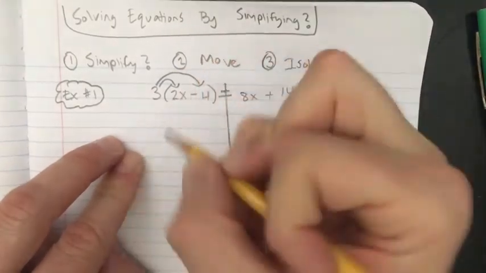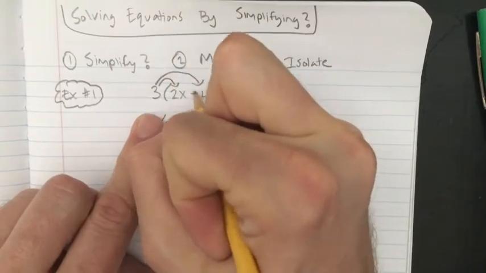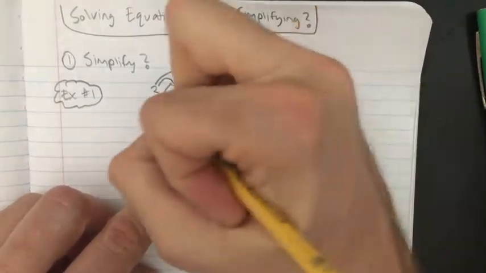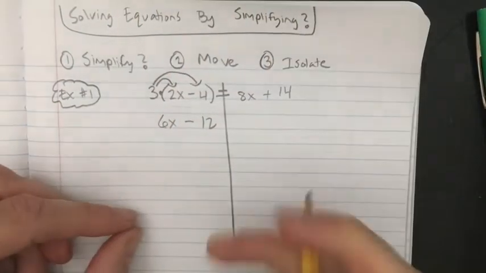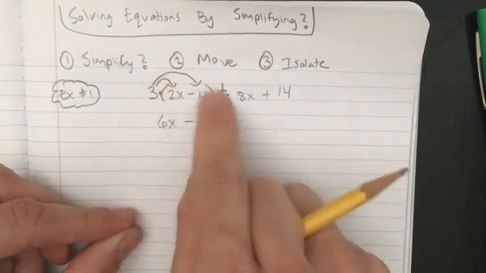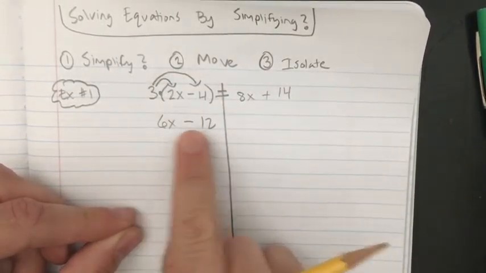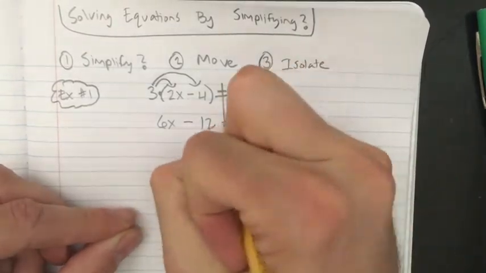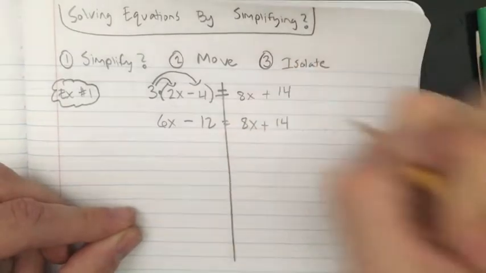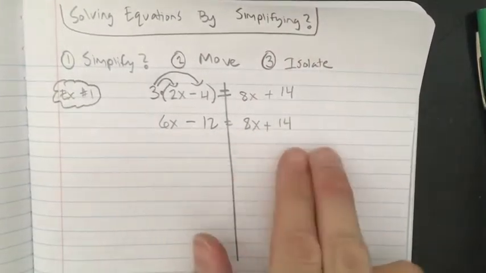So 3 times 2x gives us 6x. 3 times negative 4 gives us negative 12. And if it helps, you can put a little multiply sign there, but this is just like an adjective. It's describing everything inside of the parentheses. So 3 2x's, 3 negative 4's makes 6x minus 12. I'm going to bring the other side down. And what I'll see now is just what should look like an 8th grade equation.